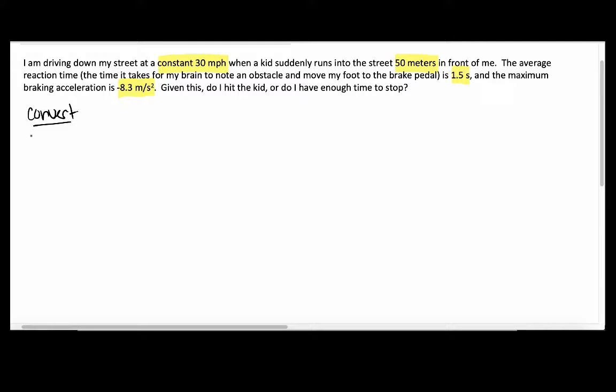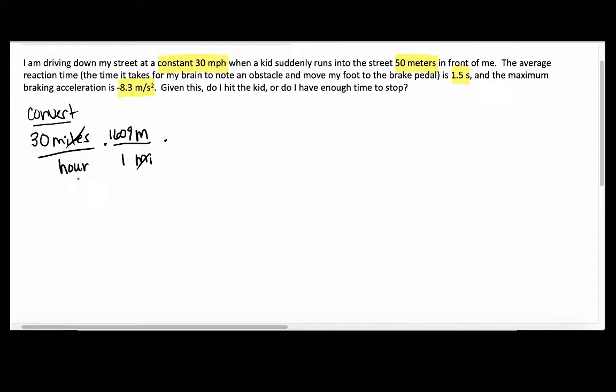Whenever I'm converting, I'm going to start off with what I have, which is 30 miles per hour. So 30 miles for every 1 hour. Now I have miles and I want to turn miles into meters. Miles is on top, so I'm going to put miles on the bottom, and I'm going to convert that to meters. I do know that 1 mile is equal to 1,609 meters.